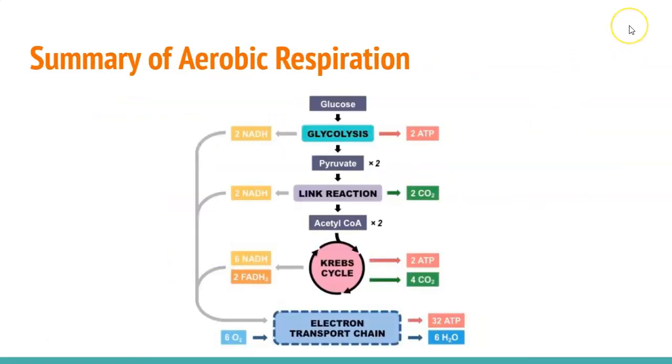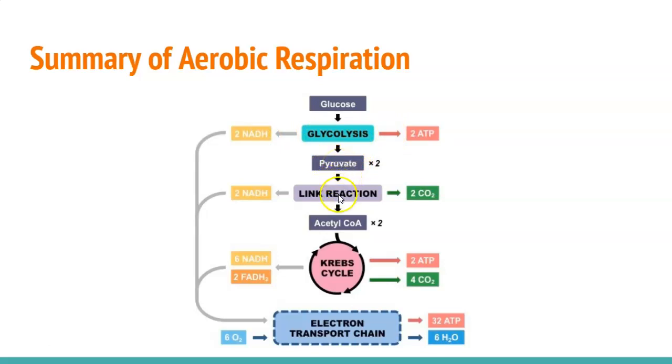Okay. We did it, sort of. We got a few more slides, but we pretty much did it. So this is just a summary. I'm just going to go through it really quick. You always, for our purposes, start with glucose. Glucose goes into the process of glycolysis, and you end up with 2 ATP, 2 NADHs, and 2 pyruvates.